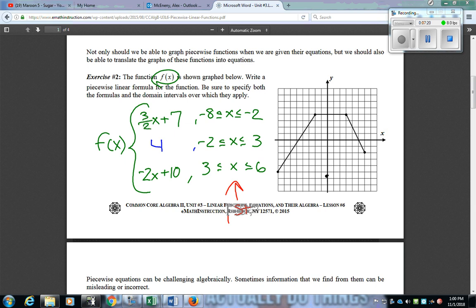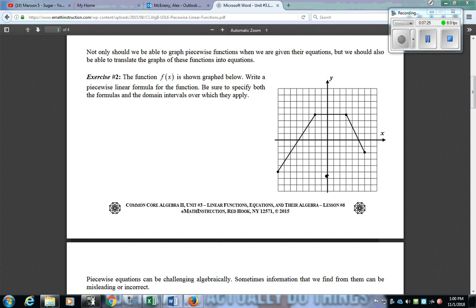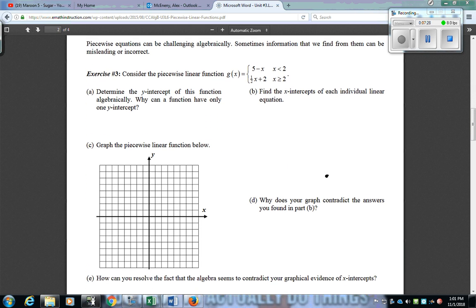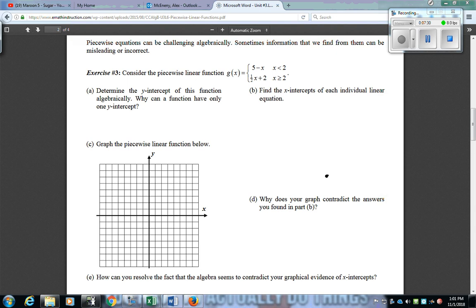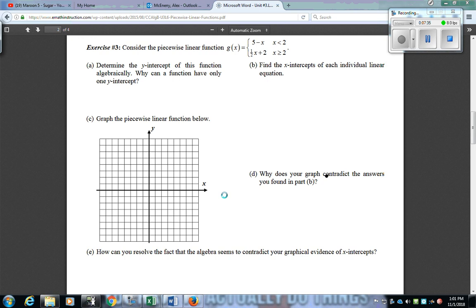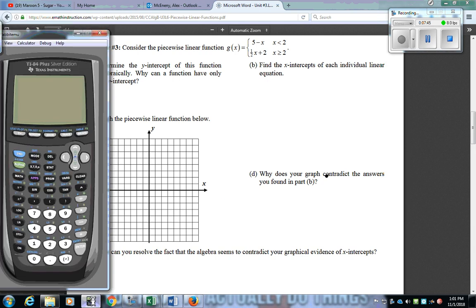Now, the last one we're going to look at is exercise 3. We're going to skip over exercise 4. And in the case of this question, I'll move this up just a little bit so we can get the whole thing in. Now I got g of x, and it says 5 minus x when x is less than 2. So I'm going to go back to y equals. I'm going to put 5 minus x in. And it says I got to do x when it's less than 2.